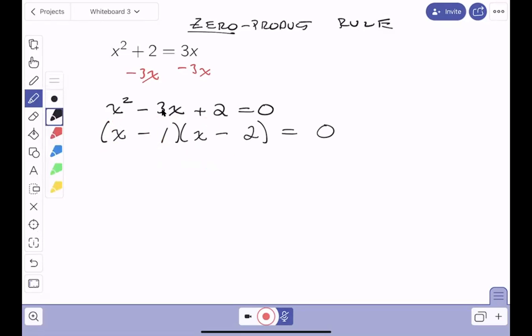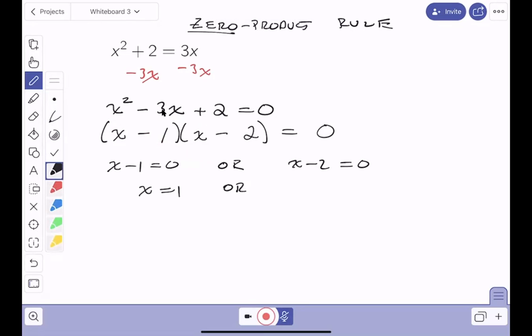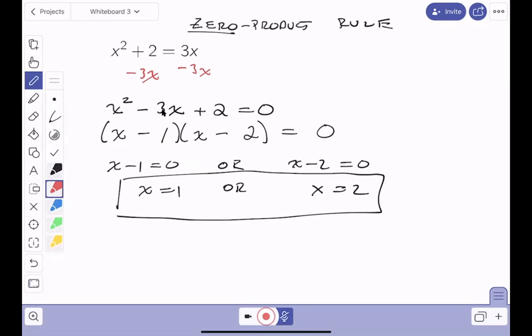Then we set each factor equal to 0 and solve. They're linear. What do you get? x equals 1 or x equals 2. Put a box around that. And I want to talk about checking it. The check is always done with the original.